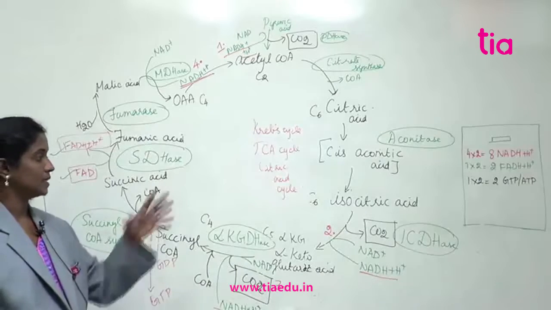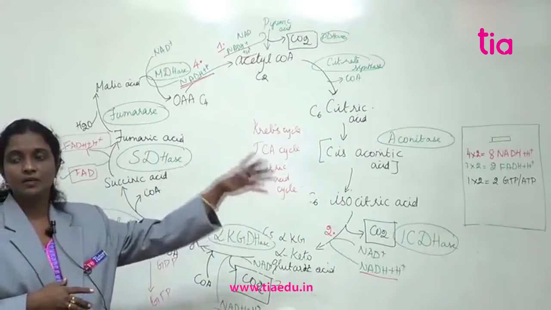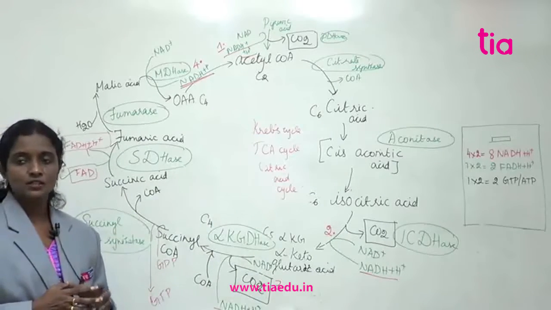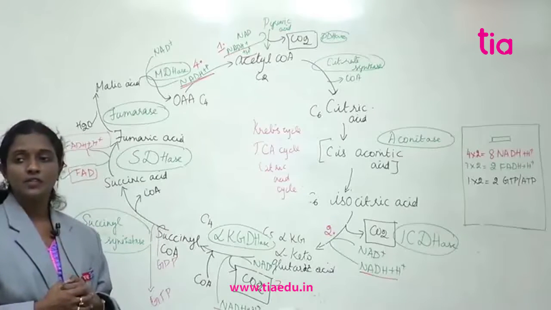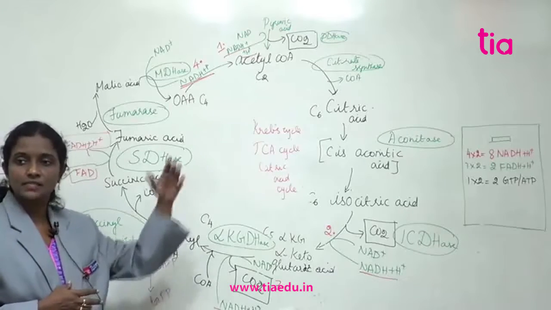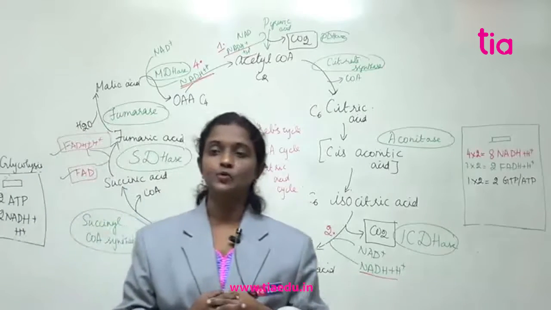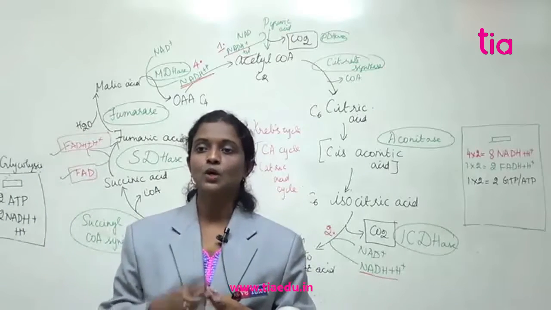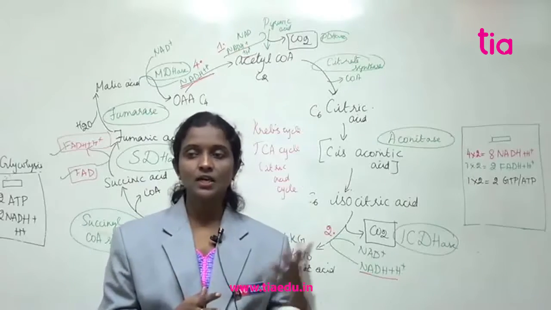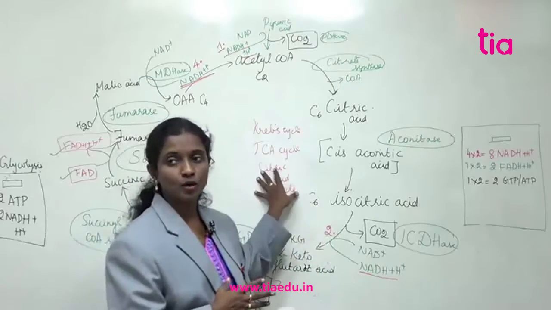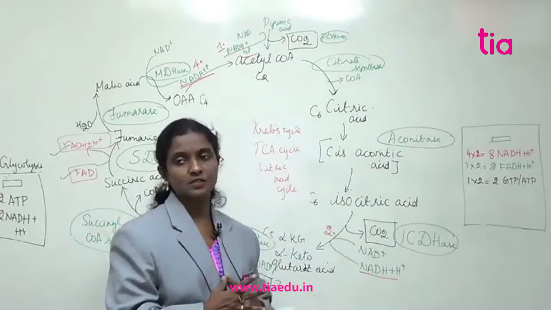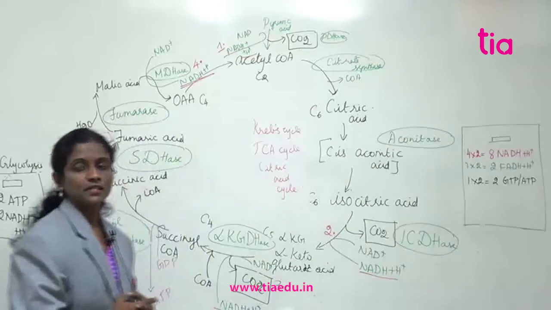Are you all getting the same? Are you all getting the same kind of energy reducing equivalents we received? Because as I said, this cycle does not produce much ATP, rather it produces only the reducing equivalents, whereas glycolysis produced 2 ATPs and 2 NADH, and in this reaction we got more of NADH plus H plus. Is that clear till here?